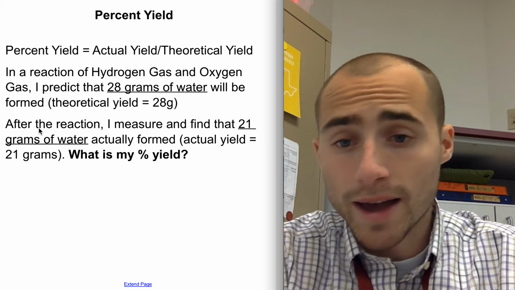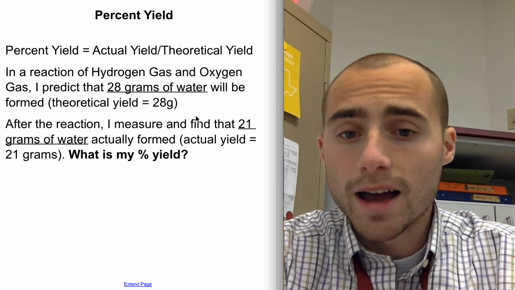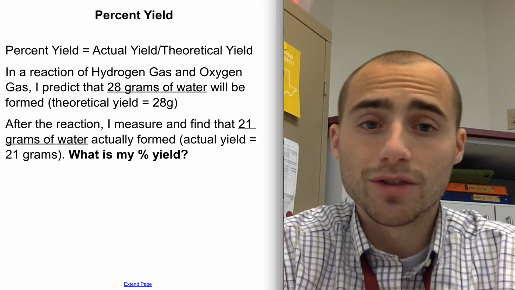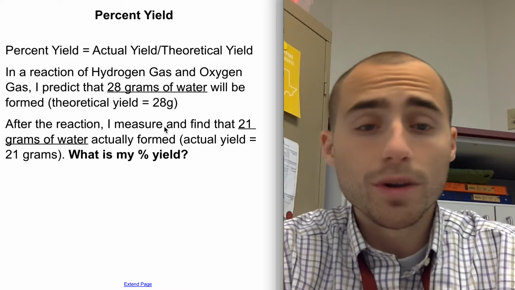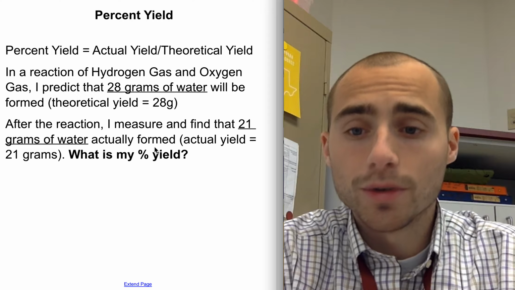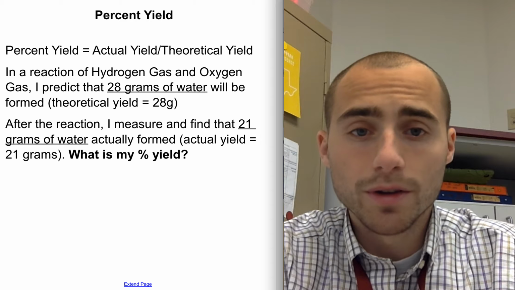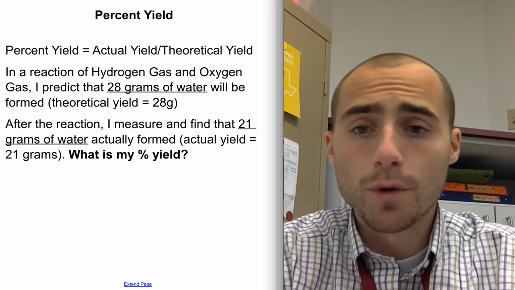After the reaction, I react my hydrogen and my oxygen. I find that 21 grams of water actually formed. So obviously conditions were not ideal, because I thought 28 grams would form, but it turns out 21 grams actually formed. So my actual yield was 21 grams. Then how would I solve for my percent yield?